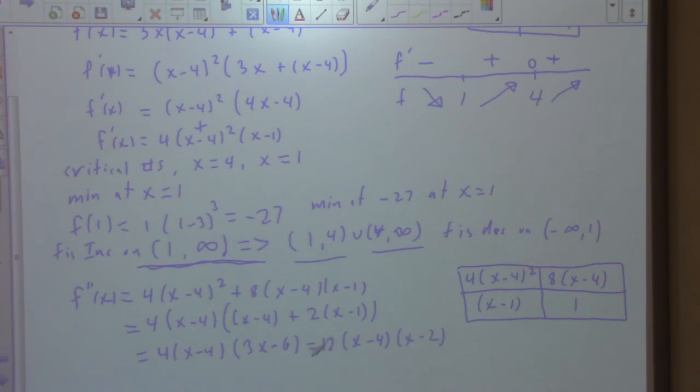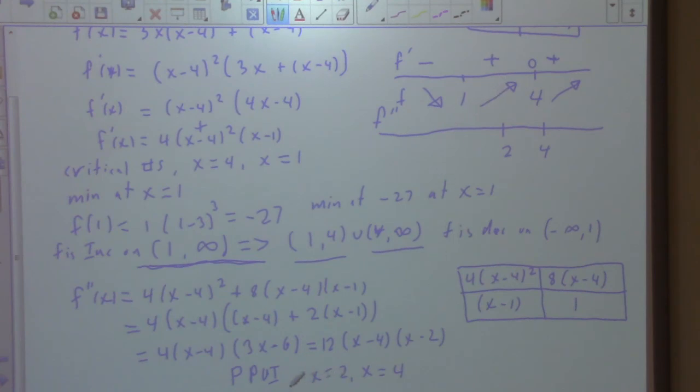So simplifying all this gives us our potential points of inflection, which are 4 and 2. Okay, and then I'm going to stack this number line right underneath and put f double prime right underneath, and put the 2 and the 4 right here, and I try to proportionalize it just like this.